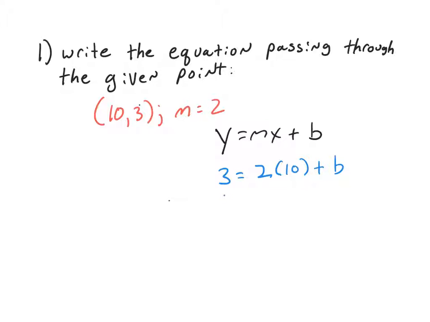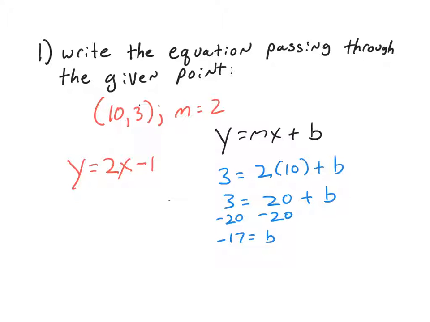So we're going to get 3 equals 20 plus b. Subtract 20 from both sides, and we'll get negative 17 is b. So then we put that back into our slope-intercept form. We'll get y equals 2x minus 17.